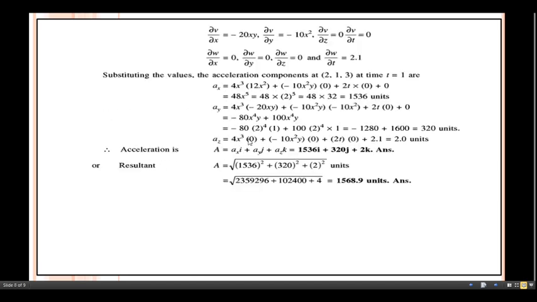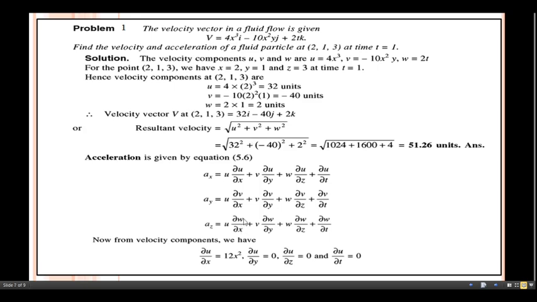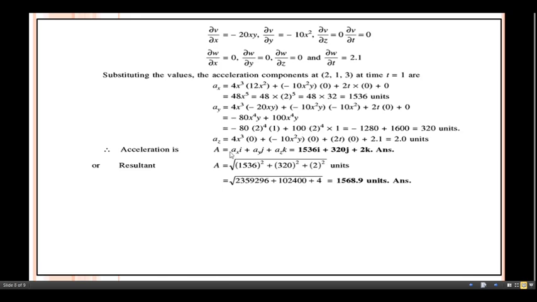At the same time, we can get the answer for az. For az, first of all, you need to differentiate. We get the value for ∂w/∂x, then ∂w/∂y, then ∂w/∂z, then ∂w/∂t. Once we differentiate w, if you see, there is no term in this equation with respect to x, similarly with respect to y and z, so every one of these terms becomes 0. For ∂w/∂t, if you differentiate with respect to time t, we get 2.